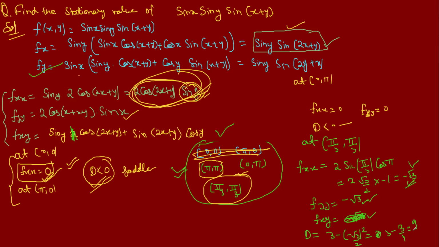9 by 4. D is positive. D is positive and this is negative. It means you will get a maximum value. Understood? So you will get a maximum value.